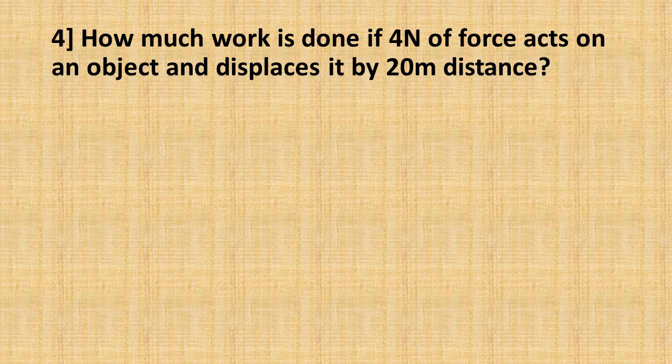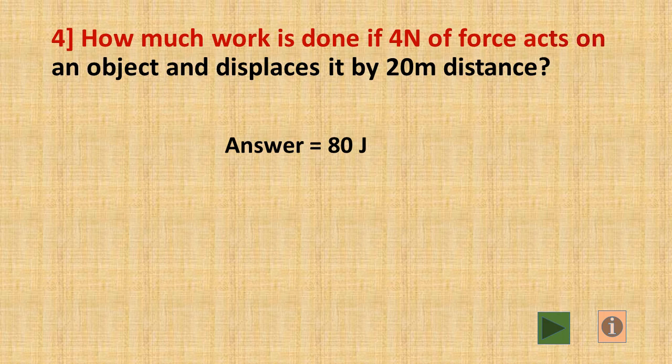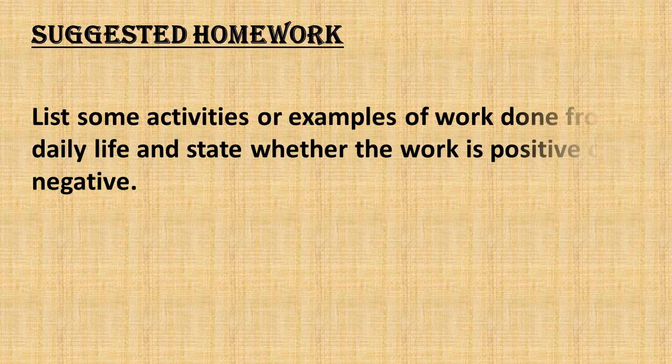In this example, Jack is working out. The object is being moved, so work is done. How much work is done if 4 newtons of force acts on an object and displaces it by 20 meters? Please solve the above problem by the formula that we learned just before. You should get an answer of 80 joules. For homework, list some activities or examples of work done from daily life and state whether the work is positive or negative.